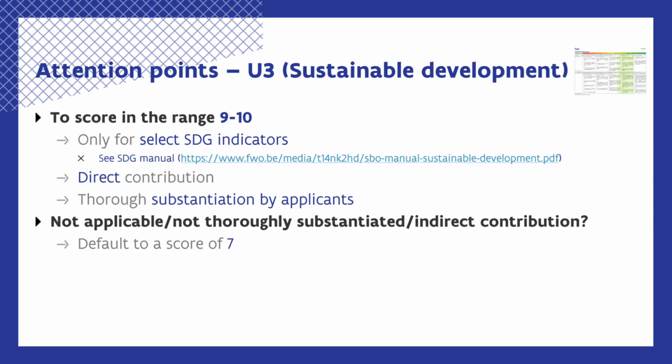For the criterion on sustainability, a score in the highest range can only be justified if an eligible indicator, as listed in the SDG manual, has been claimed. Claiming an eligible indicator, however, is a necessary but not a sufficient condition for assigning such a score. The contribution needs to be directly aimed at obtaining the specific indicator, and the burden of evidence here too lies with the applicants. If sustainable development is not claimed by an applicant, if substantiation is lacking, or if the contribution is indirect, a default score of 7 is assigned instead.